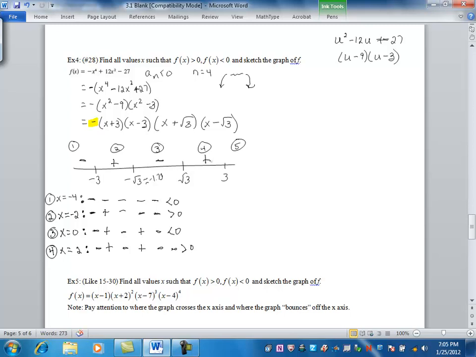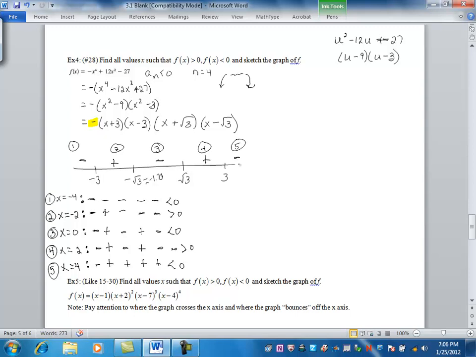Now remember, guys, we need this right arm to go down, so we're hoping here that we get a negative result. Let's check it out. I don't know, let's pick x equal 4. How about it? We've got this negative in front. 4 plus 3 is positive, 4 minus 3 is positive, 4 plus root 3 is positive, and 4 minus root 3 is positive. We're positive all the way around. This is good, less than 0.